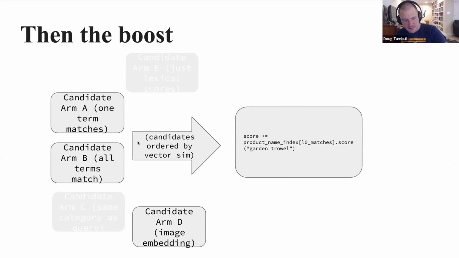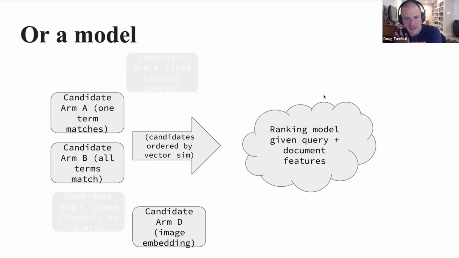And then finally, we maybe have a boost. Here is a pretty naive score plus equals: let's take the product name index for all the L0 matches, and if there's a phrase match on garden trowel, this is made up Python pseudocode, we increase the score somehow, and those get pushed to the top. Or a model. At this stage, we may have a cross encoder, learning to rank, all the cool things people are doing these days, at a bit higher level.